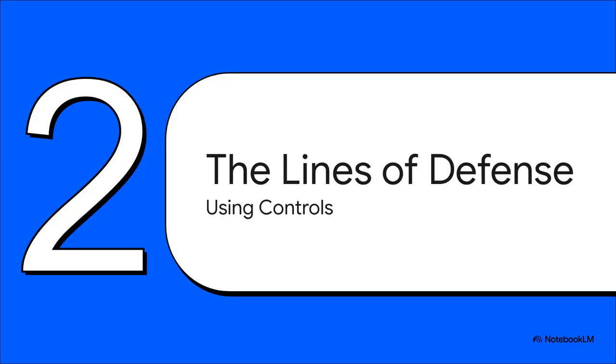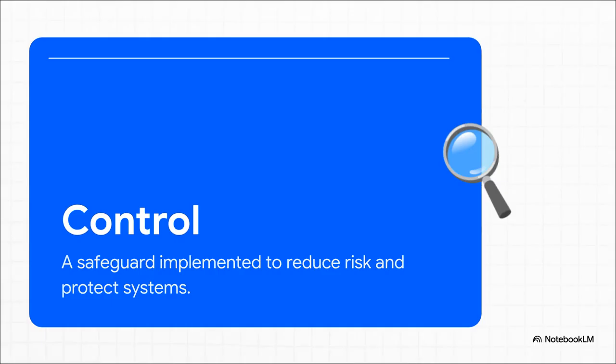Okay, so if risk is the problem, how in the world do we fight back? Well, the answer is with something called controls. Let's break down how those work. A control is pretty much exactly what it sounds like. It's a safeguard or a countermeasure. It can be a policy, a procedure, or some kind of technical tool that we put in place specifically to lower risk by tackling those threats and vulnerabilities we were just talking about.